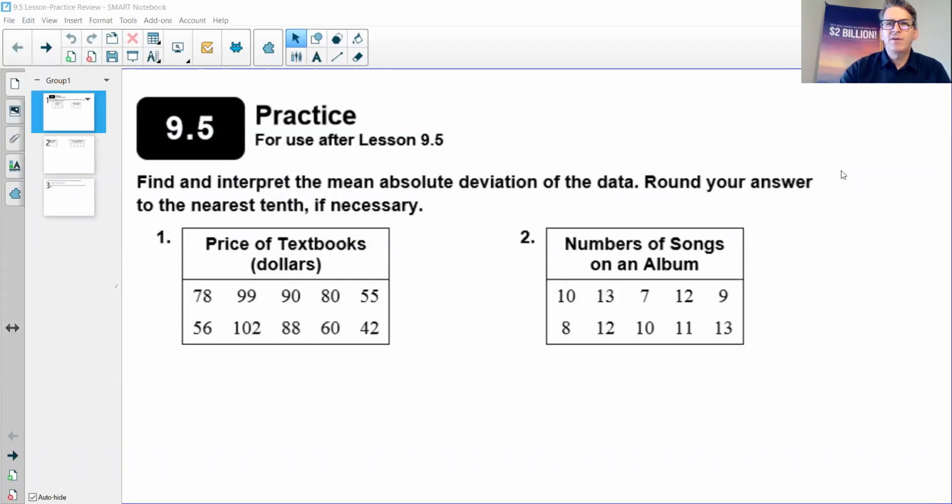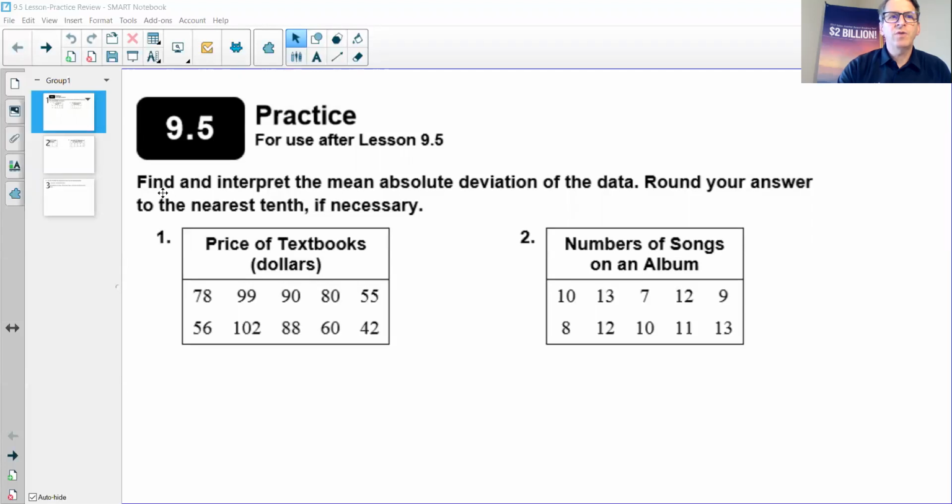Okay, 9.5 practice. There's a lot of computation here on this section, so I'm gonna probably abbreviate some of it. I've already done a lot of the work on my little sheet right here. So I've got my work in front of me and I will show it as we go here, okay?